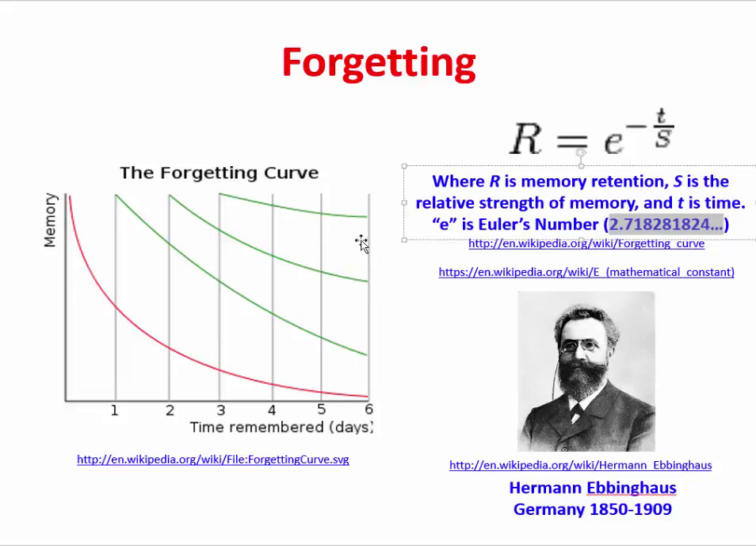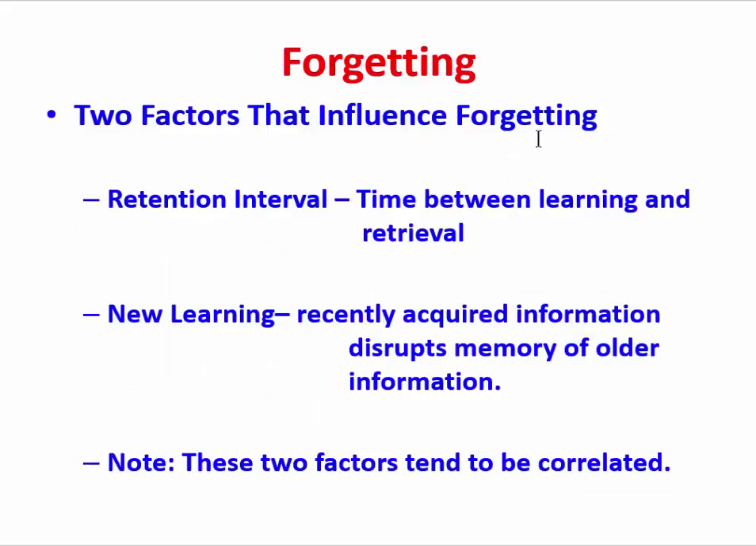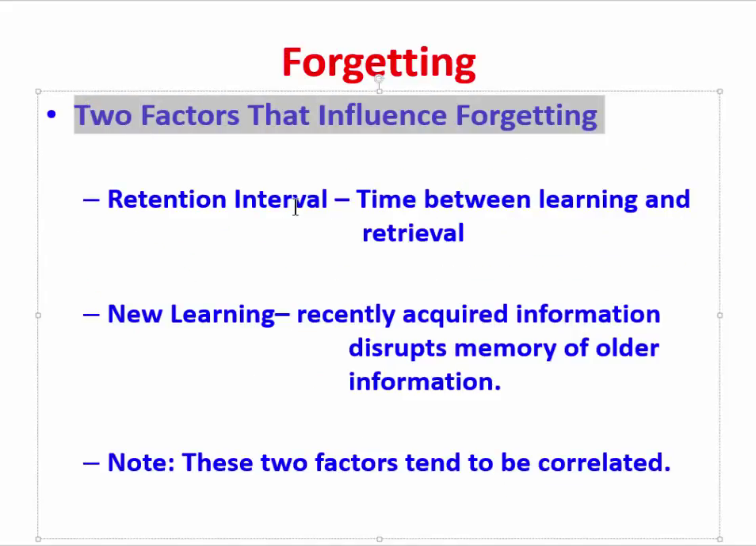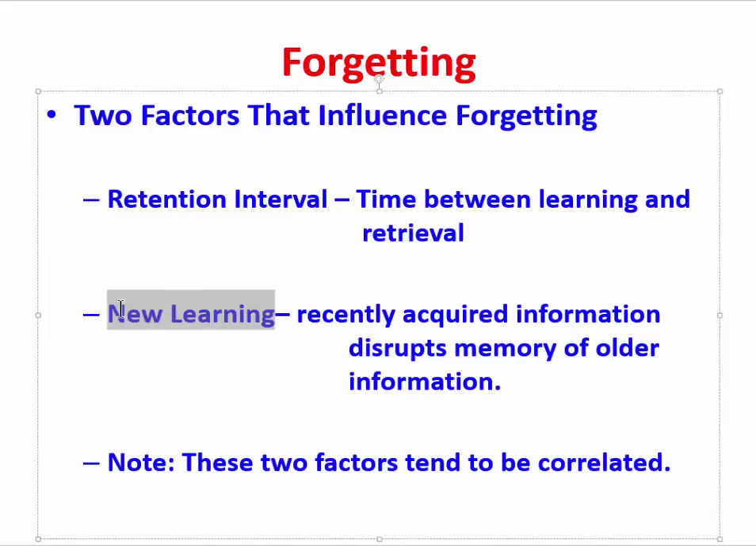What's really important about this is not so much that you memorize the formula or the individual components, but rather that very early on, even in the 1800s, psychological researchers were finding the orderliness of our forgetting. It was so orderly that they could make equations that would describe the rate of forgetting, and we got pretty good approximations between these equations and the empirically observed values of forgetting. Contemporarily, researchers tend to focus on two main factors that influence forgetting, and these are the retention interval and also new learning.